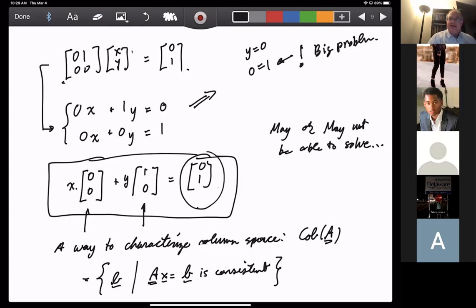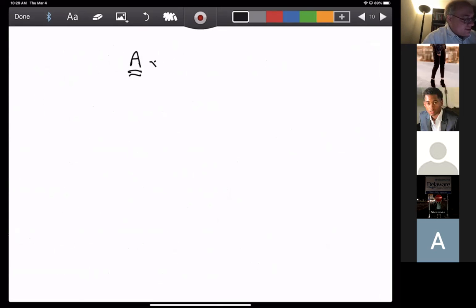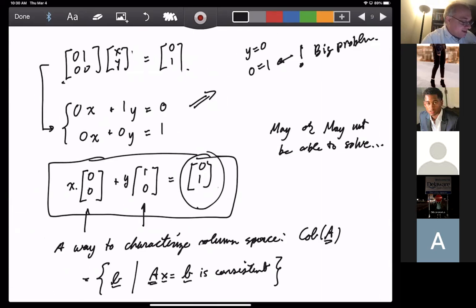No, you're sort of not getting the point here. We're interested in this system for lots of different right-hand sides, lots of different b's. So we would like to characterize the set of all the b's where in fact we can actually solve the system. Well, by definition, the set of all the b's where we can solve the system is the column space of the coefficient matrix.